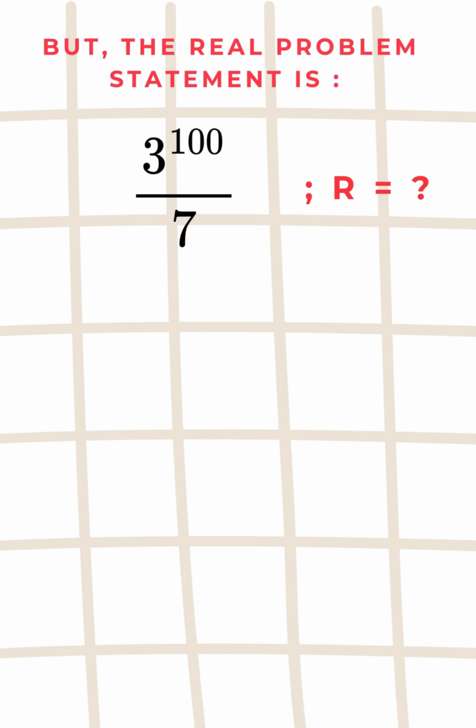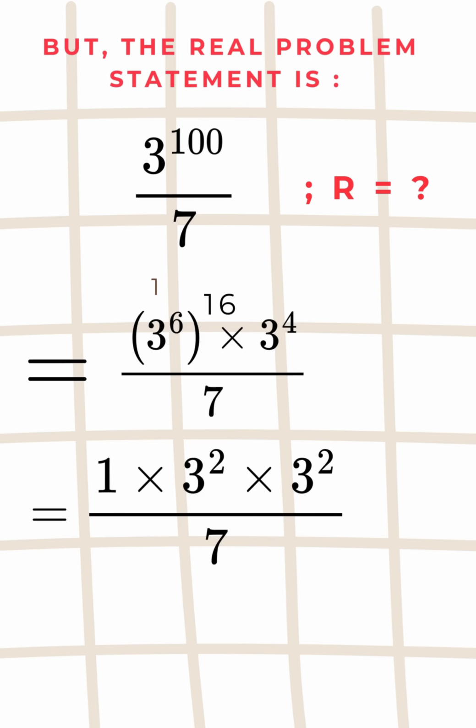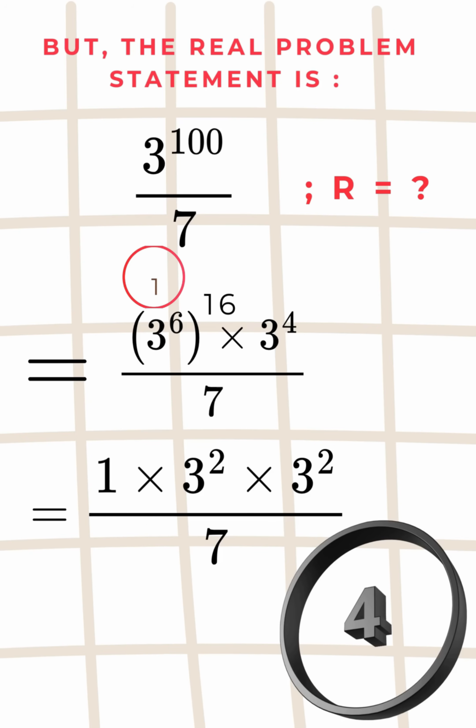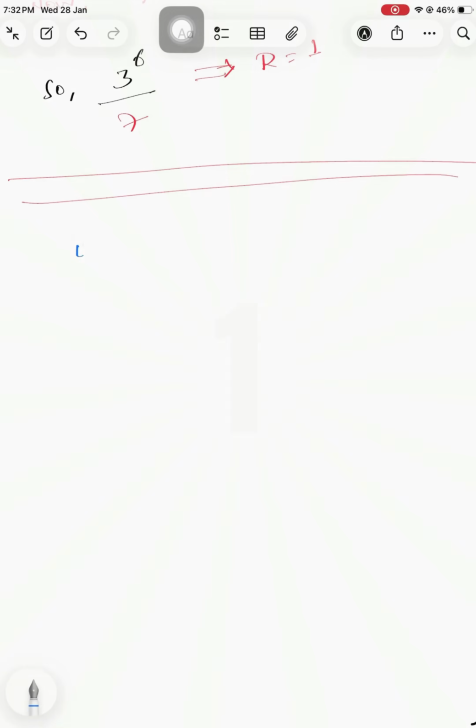But in the problem statement, it is 3 raised to the power 100 upon 7. So we can also express 3 raised to the power 100 upon 7 as 3 raised to the power 6 within a bracket and 16 over here, and follow the same core concept to find out the remainders. Now let's jump to the next learning.